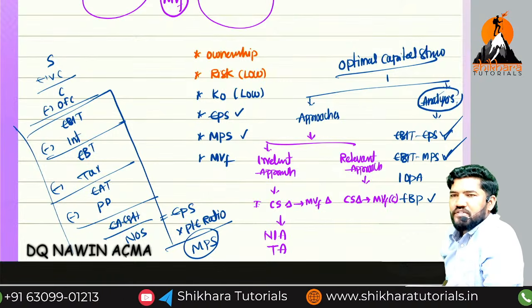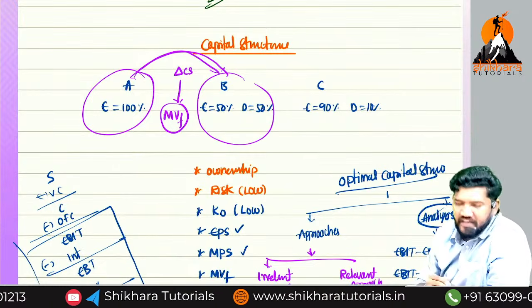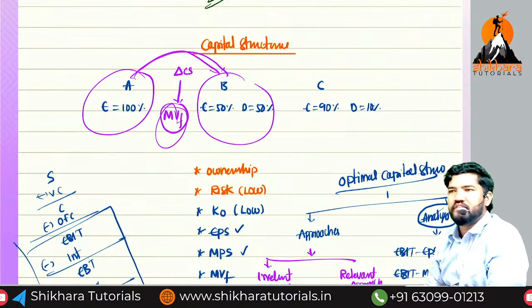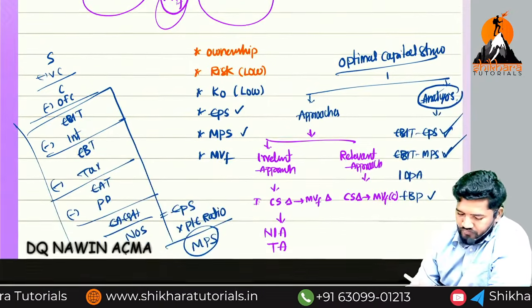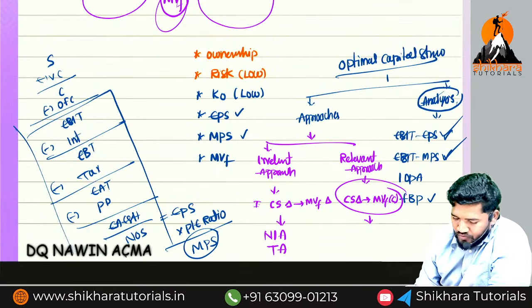Market value of firm remains constant. If you are shifting from plan A to plan B, does the capital structure change or not? But market value will not be affected. That is called relevant. Now, for proving this sentence, we have two concepts.